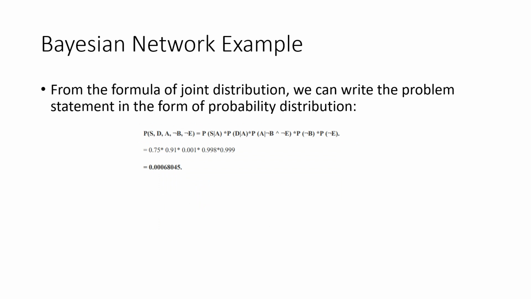From the formula of joint distribution, we can write the problem statement in the form of a probability distribution. It is shown in this slide, and the output is shown on the slide.